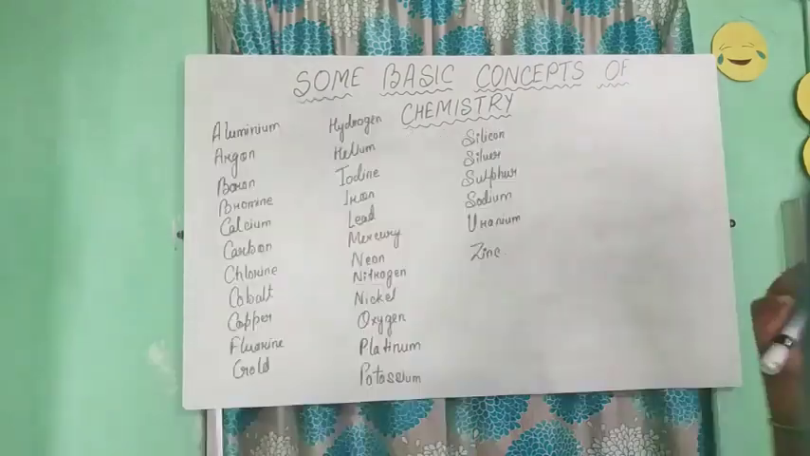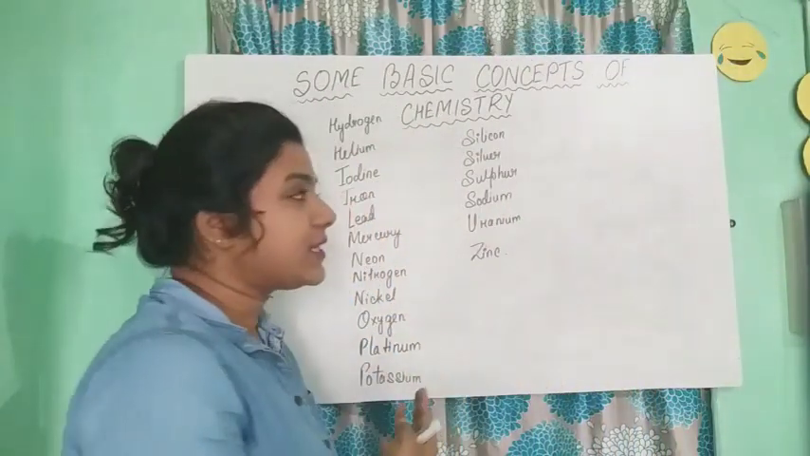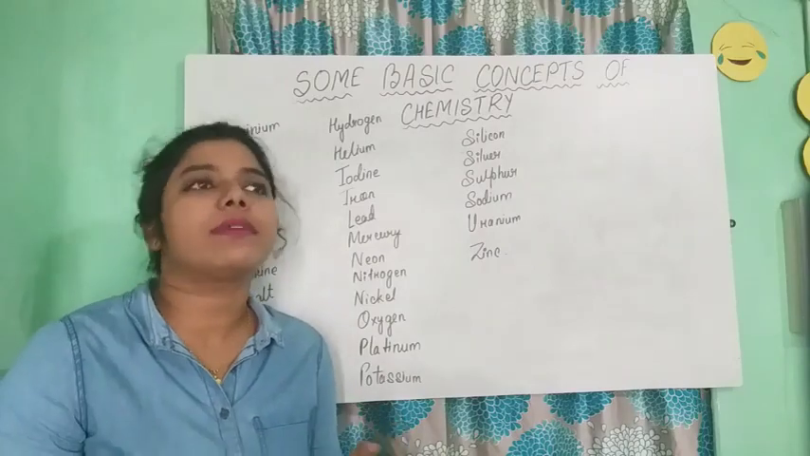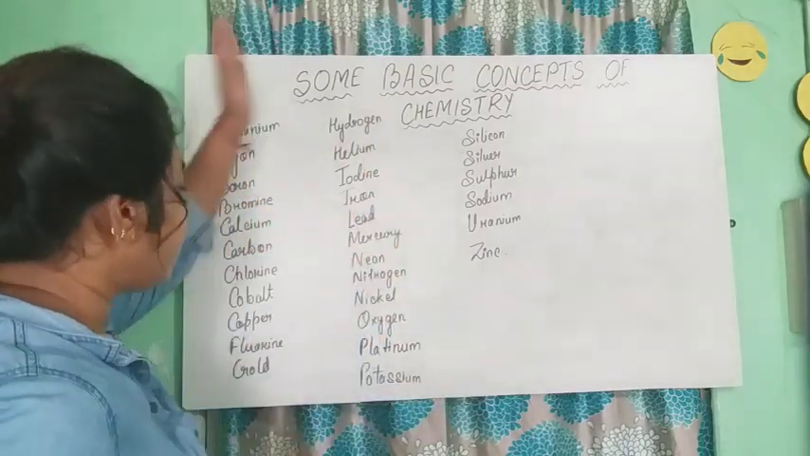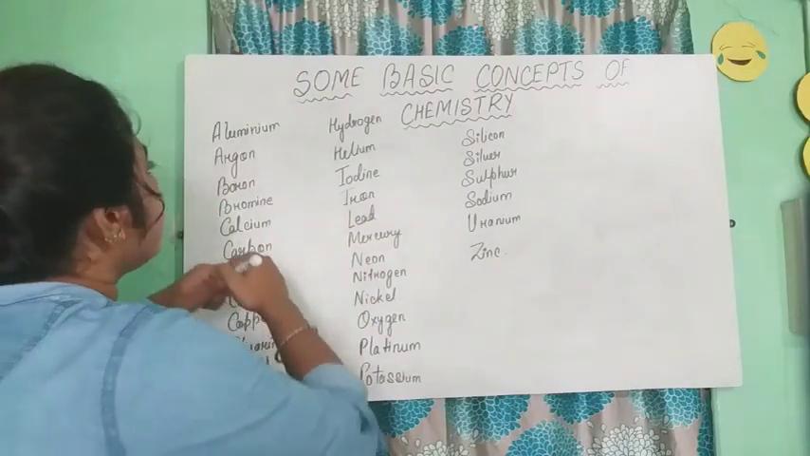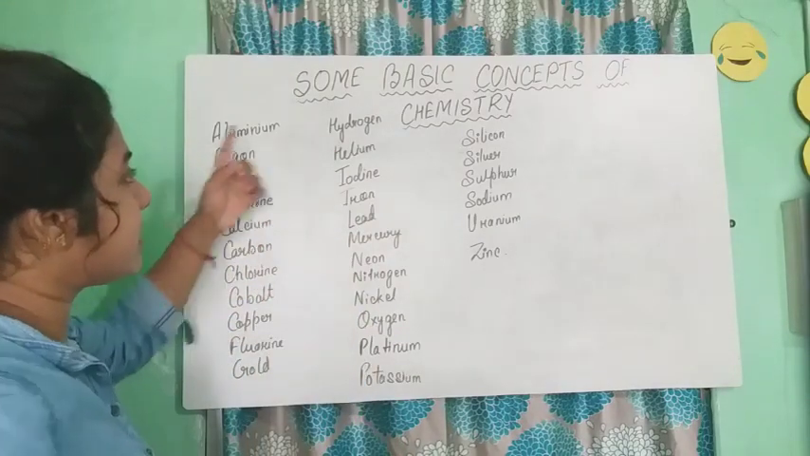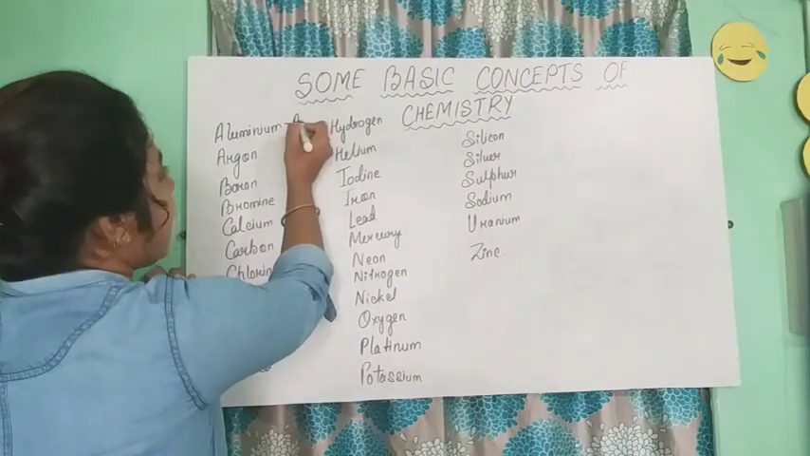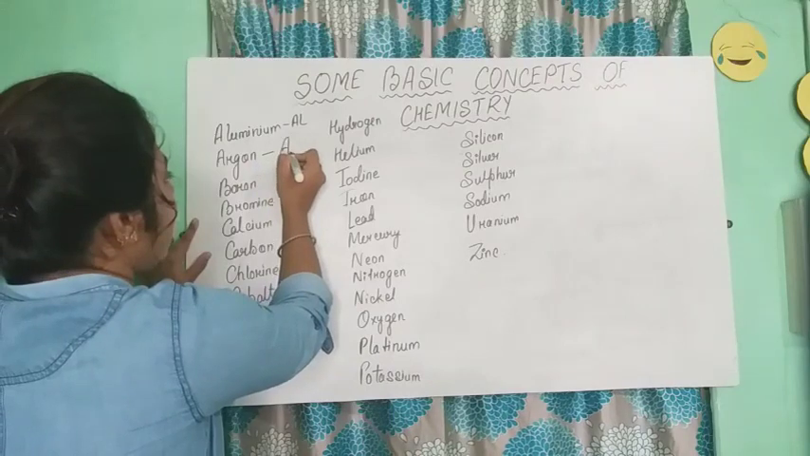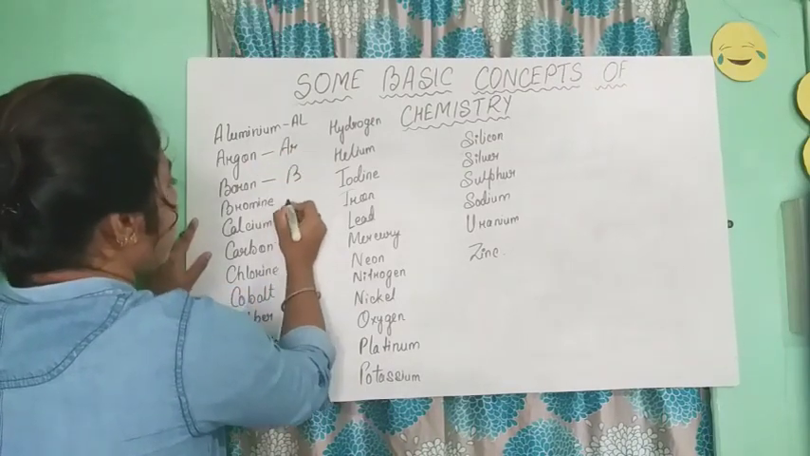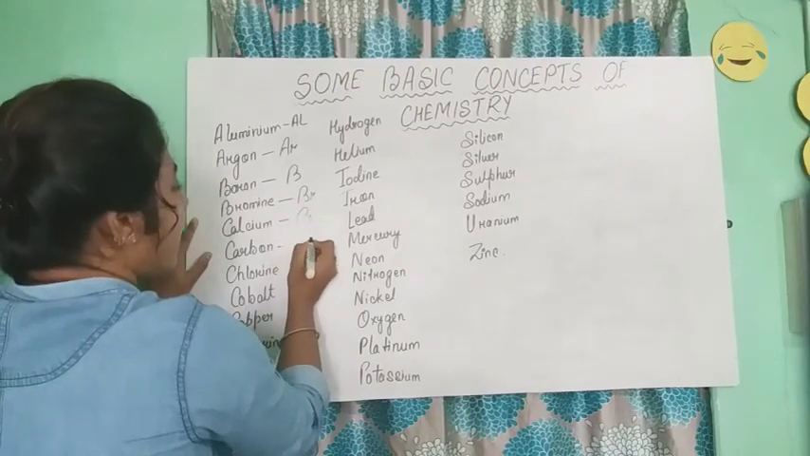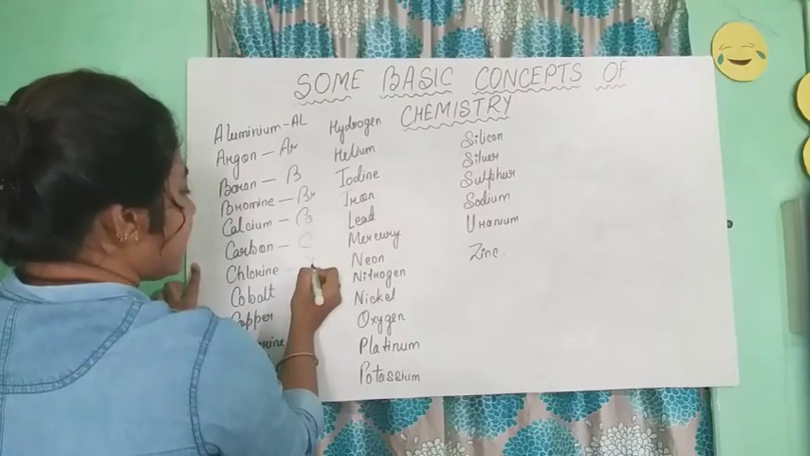We'll first see that. So next we'll see the symbols of some of the elements. I know all of you know, but still we will just revise it for a while. I have written the name of the elements, we will just see what the symbols of them are. Okay, so aluminium, the first element you can see, the symbol is Al. Argon, it's Ar. Boron, B. Bromine is Br. Calcium, Ca. Carbon, C. Chlorine is Cl.